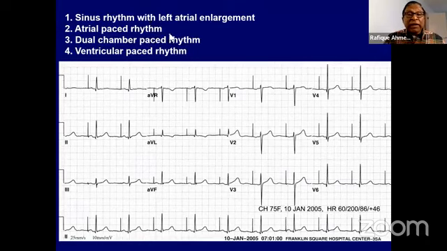The other thing is, when you put that diagnosis, also look at the QRS complex, because the QRS complex is conducted and looks like a normal QRS. You have to mention that in your report. Thank you.